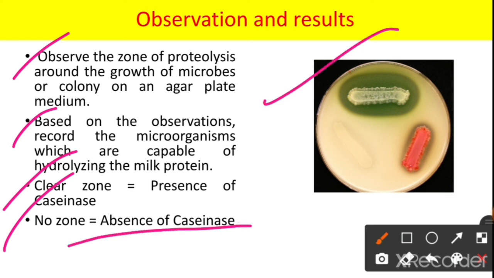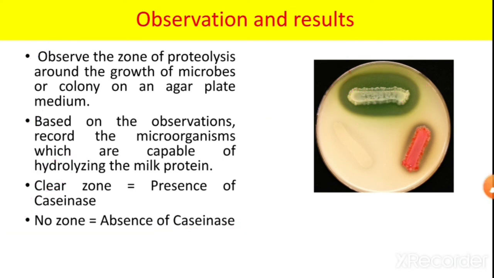Now here we can see the plate. Around this is the microbial colony, and around the microbial colony there is a zone. So this zone is nothing but the proteolysis zone, or presence of caseinase. So this is the observation and the result of the caseinase test.